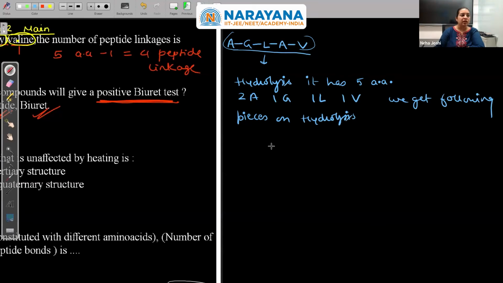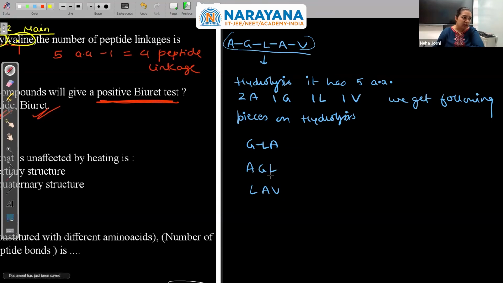So random, say anything. Say one piece was GLA, one piece was AGL, one piece was LAV. If they repeat again, it would have been just the same. But let me say these types of pieces are reported, and now they are asking you what the structure is. So how will you arrange? You have to treat it like a puzzle.